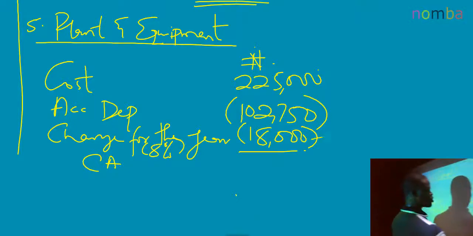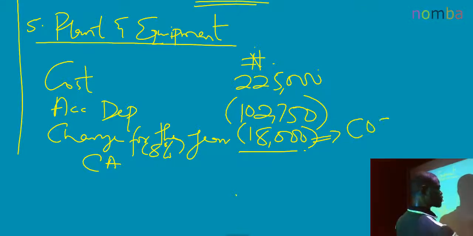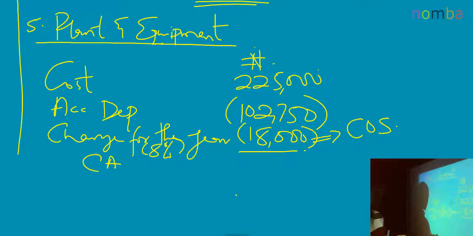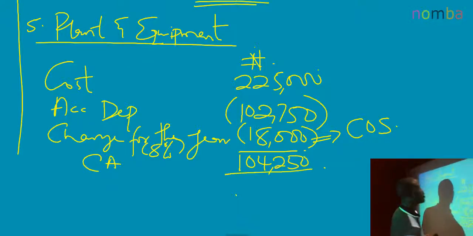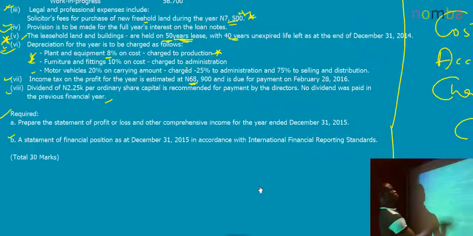And this will be charged to the cost of sales. We have to remember that. So 225,000 minus 102,750 minus 18,000 gives me the carrying amount of 104,250. Okay, that's noted. Now, furthermore, we'll go back to the correction.